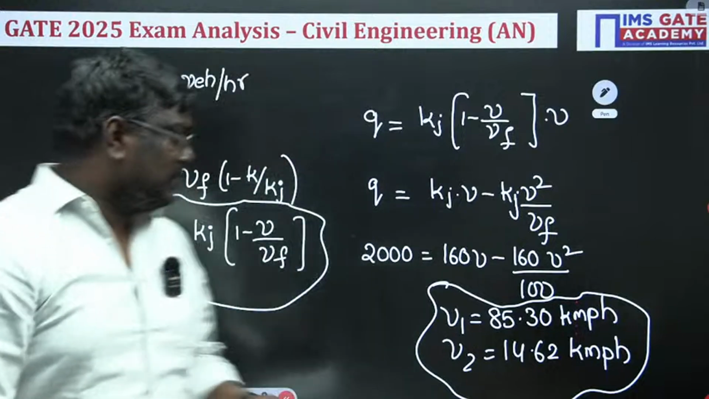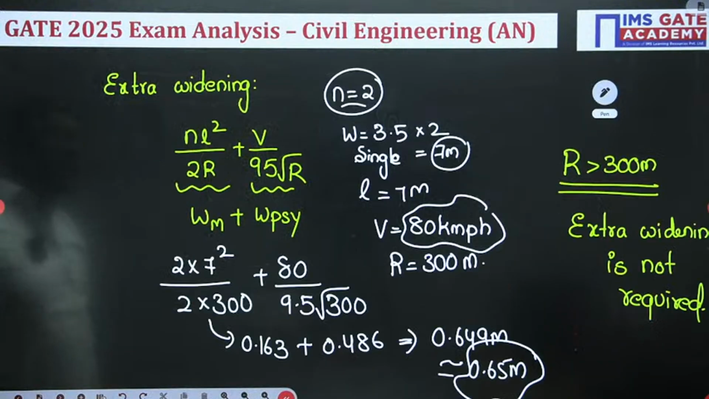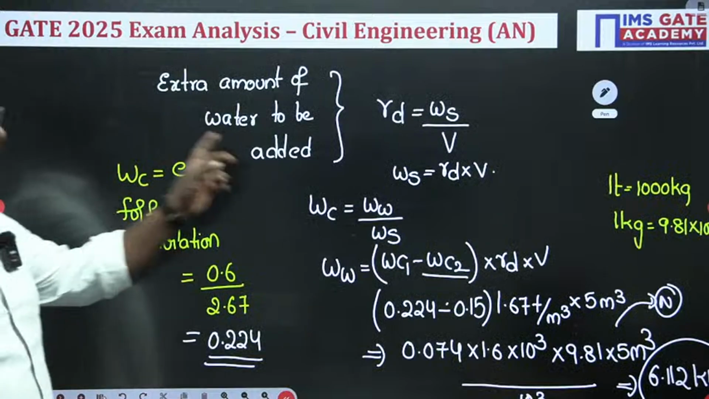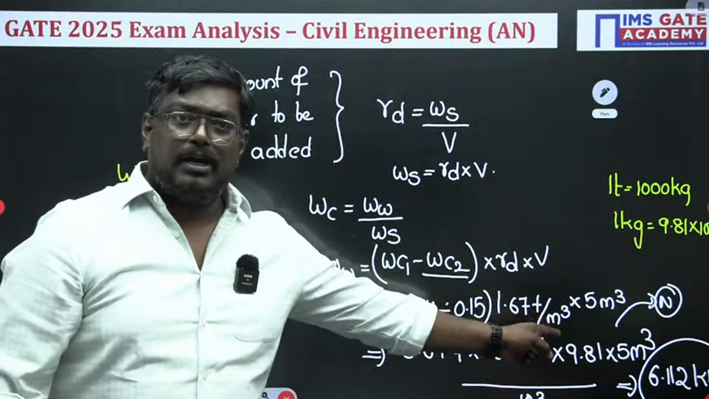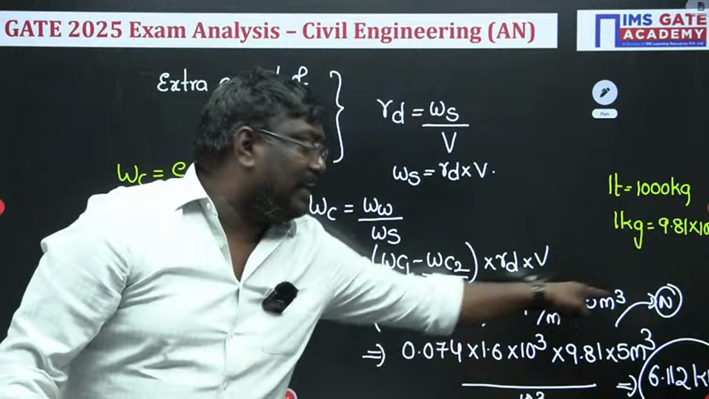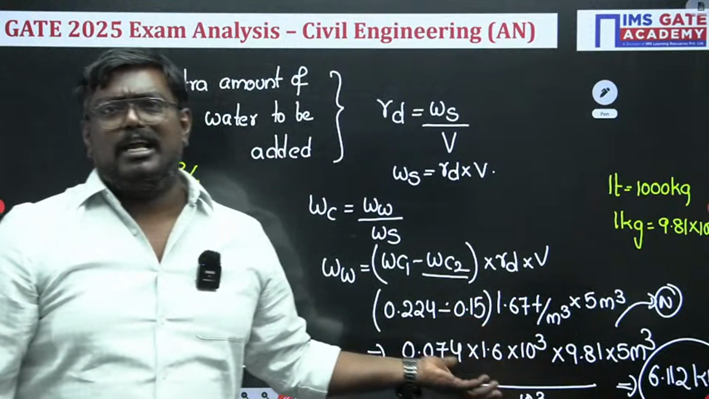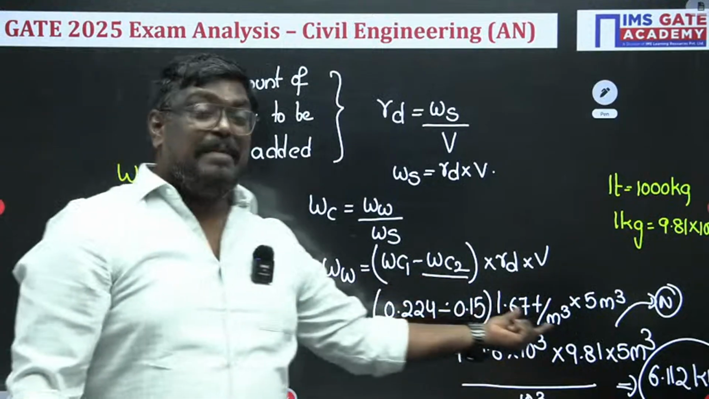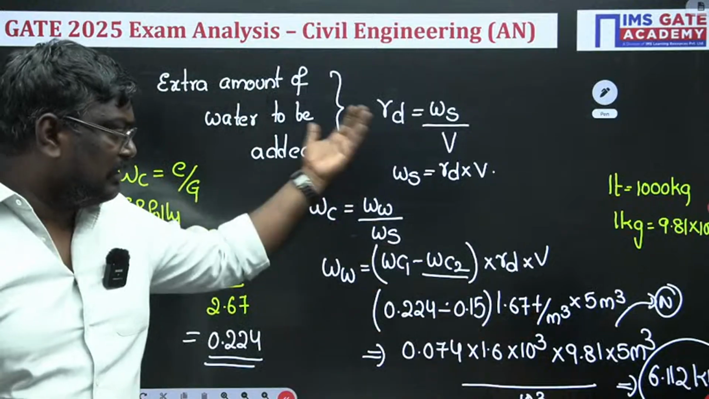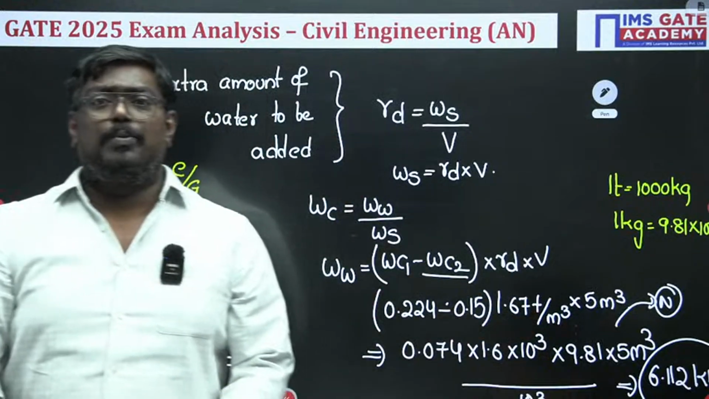I hope, sir, this question is about the extra amount of water to be added. In this also I have to see ton per meter cube, because I can cancel meter cube. If you have taken kilonewton directly also, not an issue. But in the 9.81 calculation, it will take some time. That is the reason I have done it in this way. I hope you are clear.